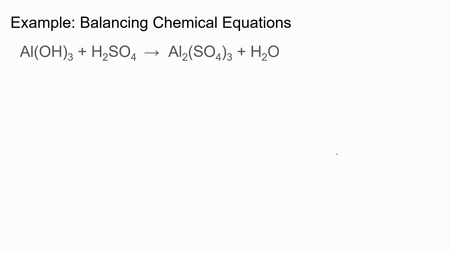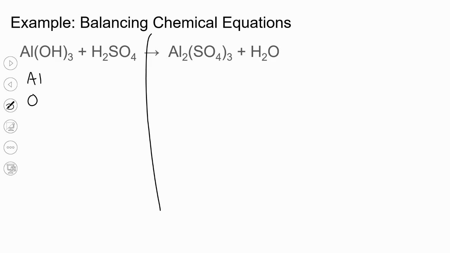So let's go ahead and go through. For this one, I'm going to give you an example, and then I'll give you some that you can practice. So this is what I would do. I would write down, I have aluminum, I have oxygen, I have hydrogen, and then let's see, I have sulfur. So I better end up with aluminum, oxygen, hydrogen, and sulfur on my product side. Then I'm going to count up how many of each I have.